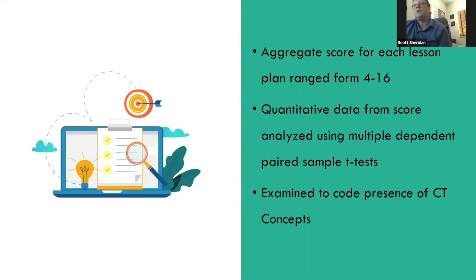Quantitative data from the scoring were analyzed using multiple dependent paired sample t-tests. The dependent variables were the scores for each lesson plan on each of the 4 assessment categories, as well as the aggregate scores. And finally, after the final round of scoring, each lesson plan was examined to identify and code the presence of specific computational thinking concepts that were identified earlier.